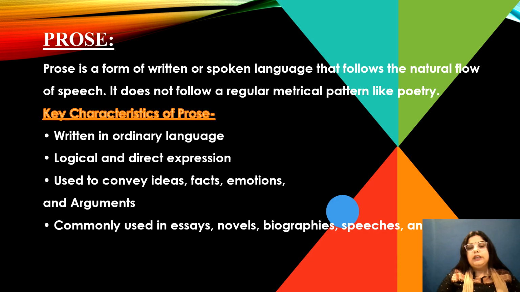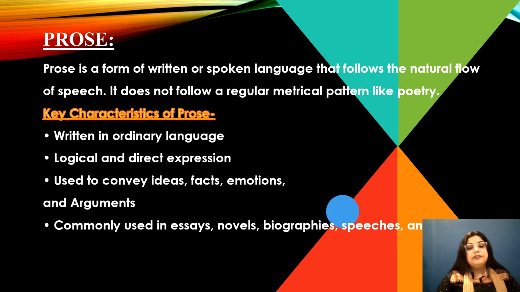If we talk about the key characteristics, or key features of prose, we can see that it is written in ordinary language, meaning very simple language. The expression is very logical and direct. It is used to convey ideas, facts, emotions, and arguments, and is commonly used in essays, novels, biographies, speeches, and others. It is the most common form of writing used in novels, essays, articles, and everyday speech to communicate ideas clearly and directly.